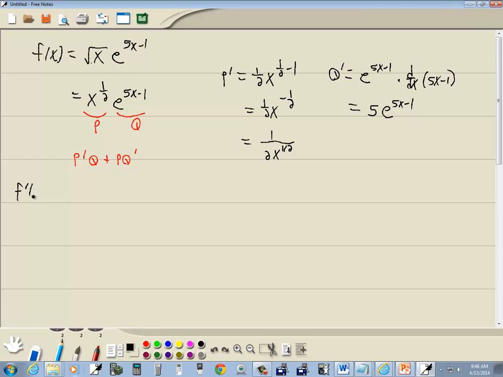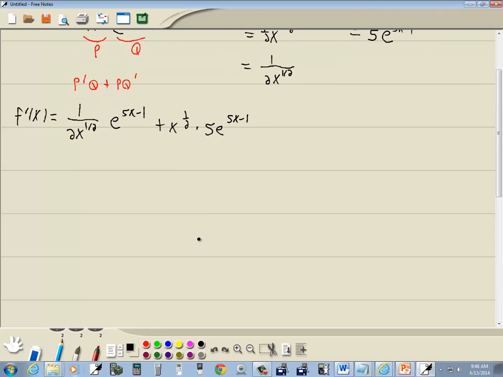Okay, well, our formula is p prime q plus p q prime for the product rule. So f prime, p prime we said was 1 over 2x to the 1/2 times q, which is e to the 5x minus 1, plus p, which is x to the 1/2, times q prime, which is 5e to the 5x minus 1.